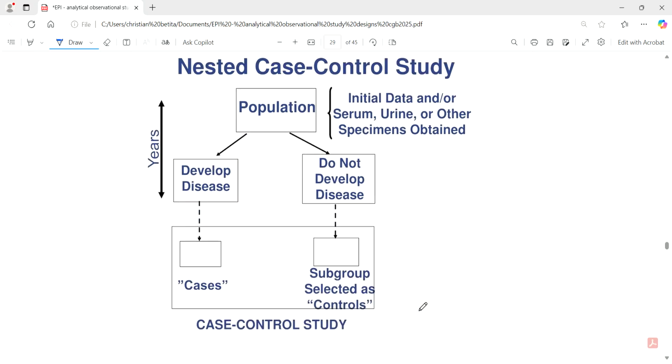So in a nested case control study, you start out with a cohort, and then eventually your patients will either develop the disease or do not develop the disease. Those who develop the disease are enrolled as cases, and those who do not develop disease are enrolled as controls.